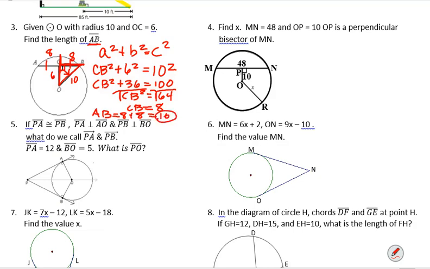All right, now number 4 over here says find x. It says that MN is 48, OP is 10, OP is a perpendicular bisector of MN. That means that it bisects that, which means this part right here has got to be 24. And that part over there would be 24. So I also know that all radii in a circle are congruent, so that means I could draw another one right here. And that one would also be x. That would help me solve for x.